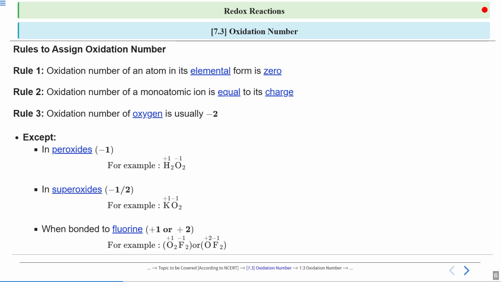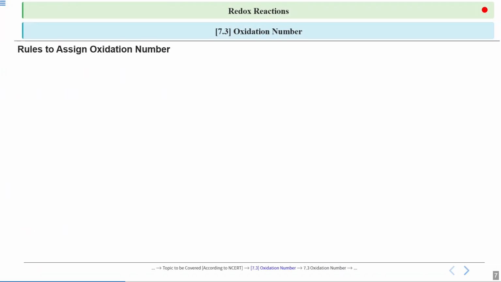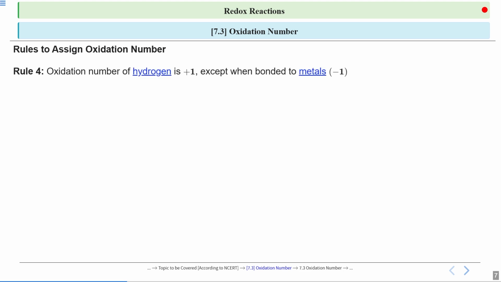So I hope it is clear what the oxidation number of oxygen would be in peroxides, superoxides, or when it is bonded to fluorine. The conclusion for this important point is that the oxidation number of oxygen will always depend on the bonding state of oxygen. Now let's move ahead and look at the fourth rule. The fourth rule is that the oxidation number of hydrogen is +1 except when bonded to metals.